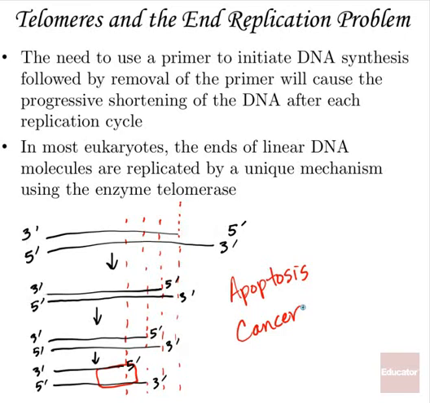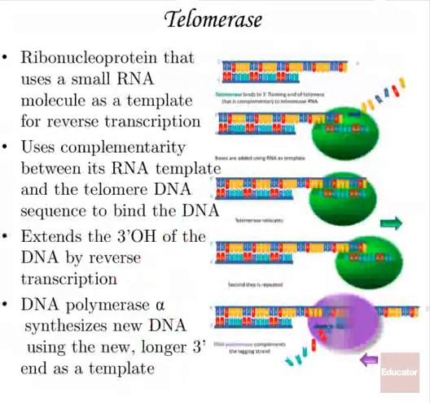So this causes the progressive shortening, and in most eukaryotes, we have the ends of this linear DNA, our telomeres, being replicated by a unique mechanism using the enzyme called telomerase. So telomerase is that protein that can help alleviate this end replication problem.